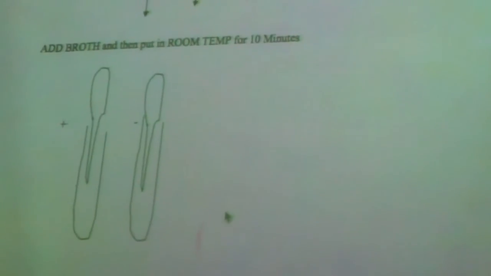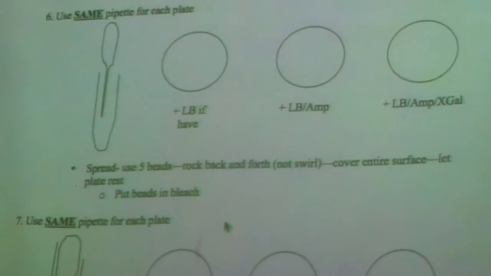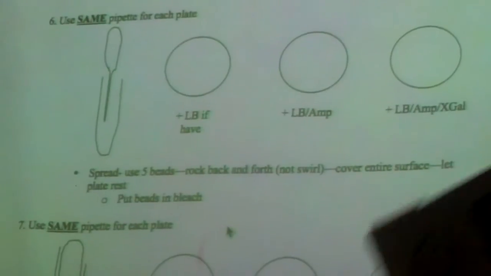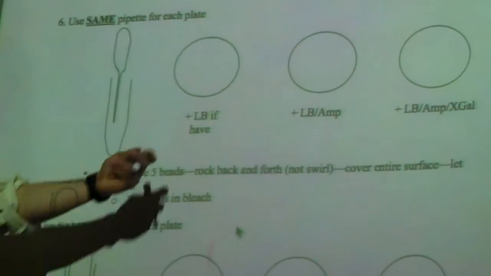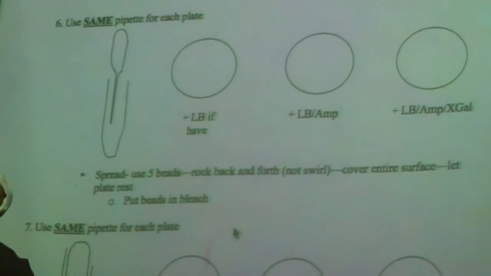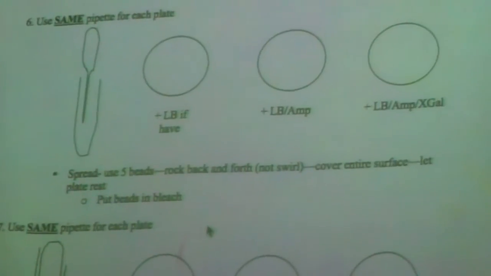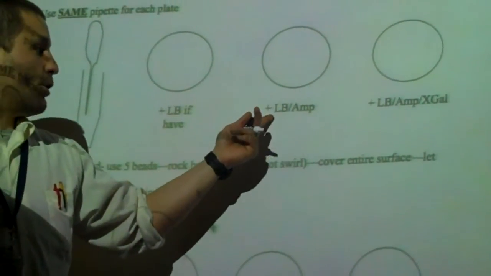Excuse me. So you're going to let it sit in the room for 10 minutes. Then, another important part: same pipette. Here are some sterility issues, don't worry, I'll go over this. Plus LB means it has Luria broth. What's Luria broth again? Chicken soup for the bacteria soul. Okay? Oh, it's cheesy.